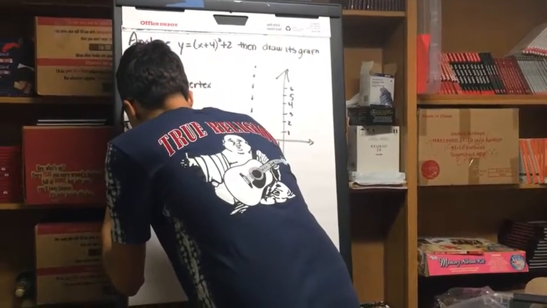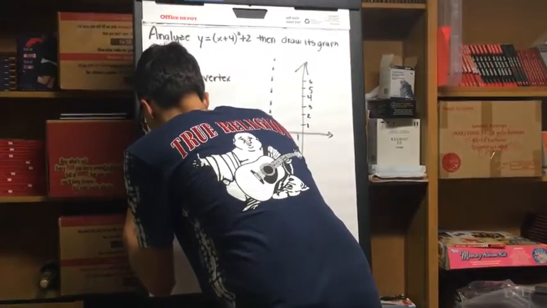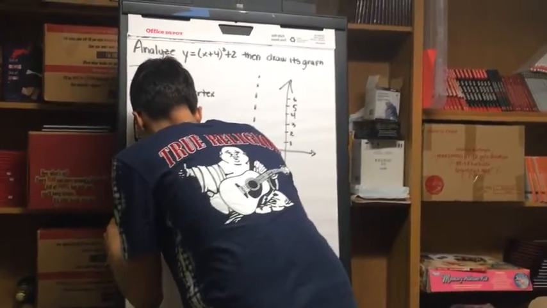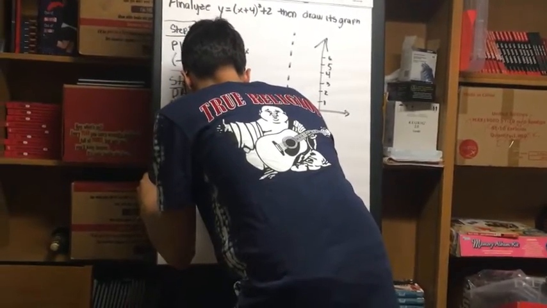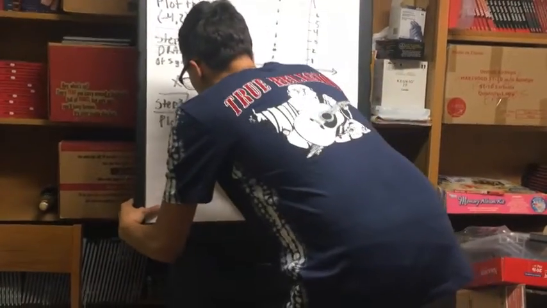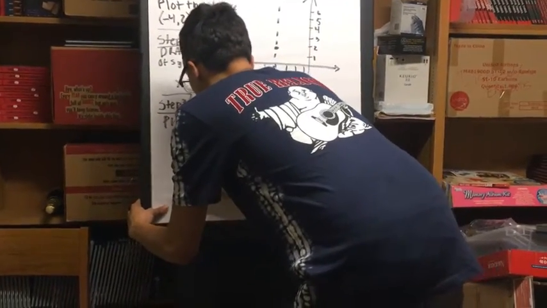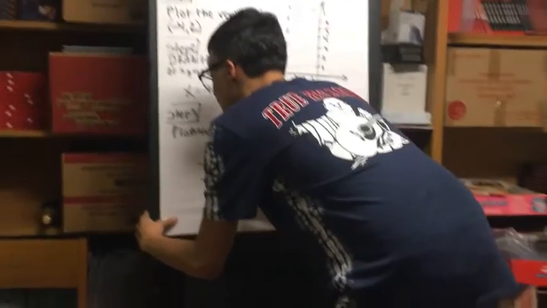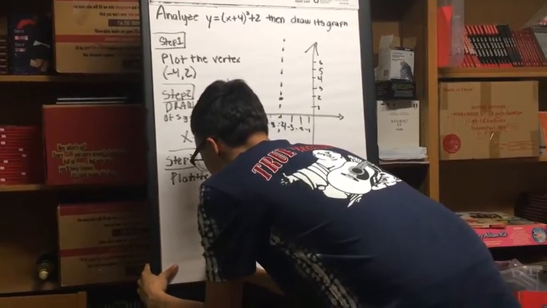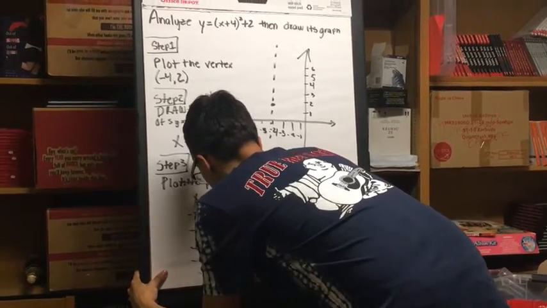And then finally, for step 3, we've got to plot the points. The points are going to be x and y: x being -2, y being 6; x being -3, y being 3; x being -4, y being 2; x being -5, y being 3; and x being -6, y being 6.